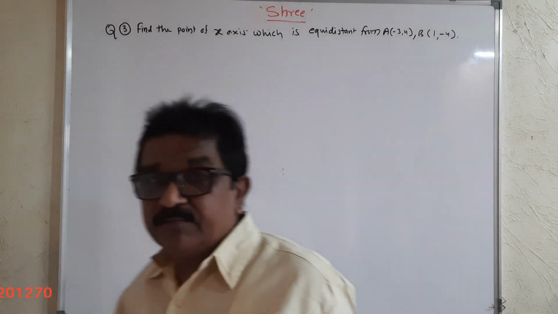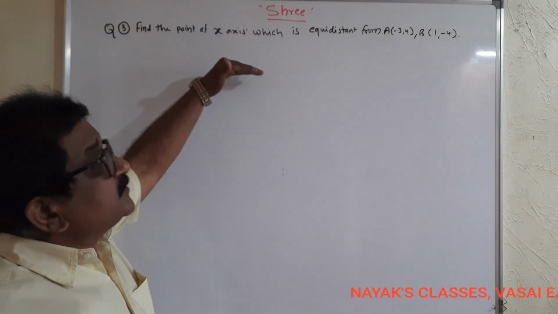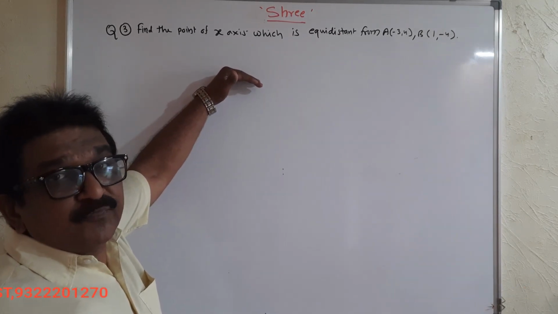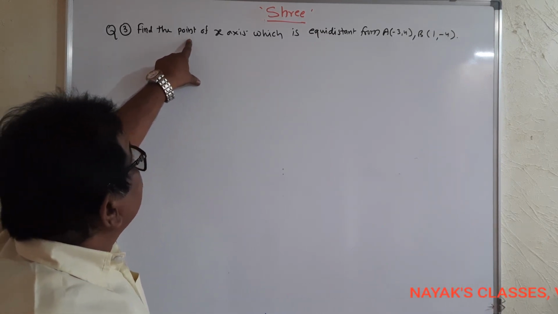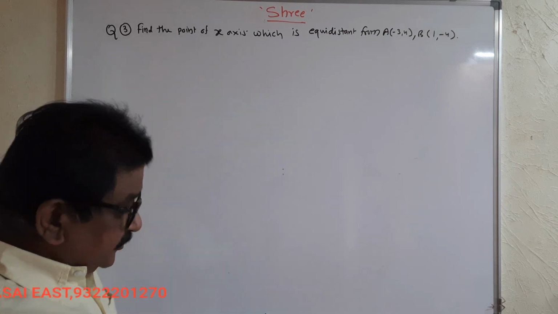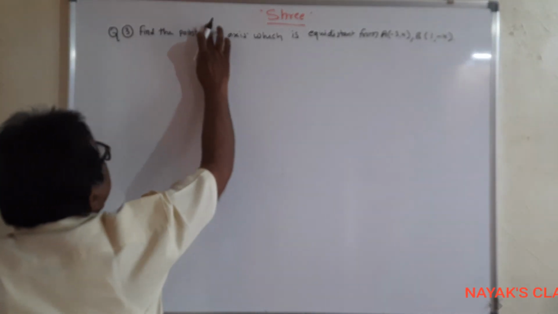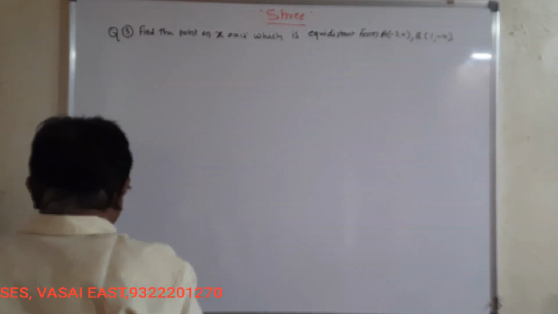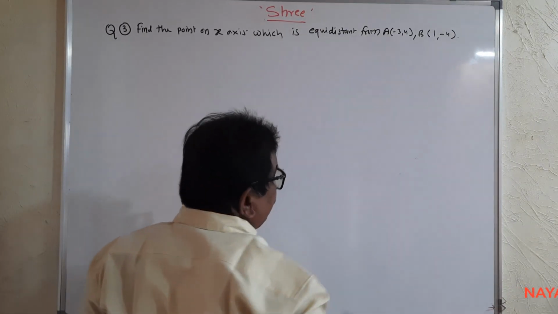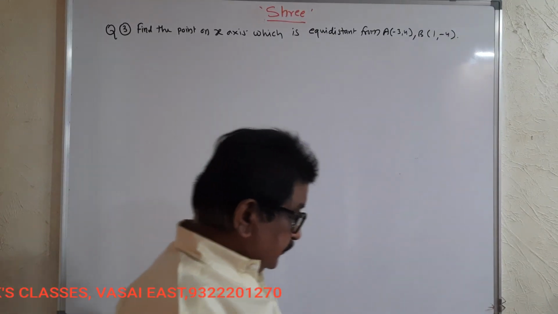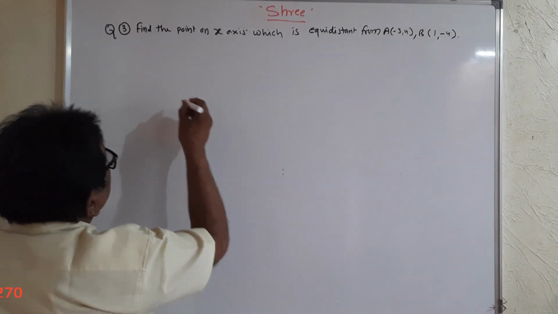Students, we are starting question number 3 of 5.1. This is an important example from the point of view of examination. What they have said: find the point on the x-axis which is equidistant from these 2 points. So we have to first decide what is the condition.